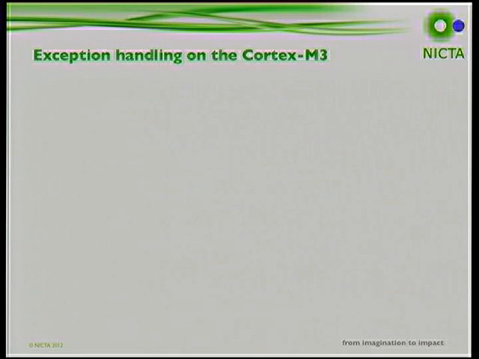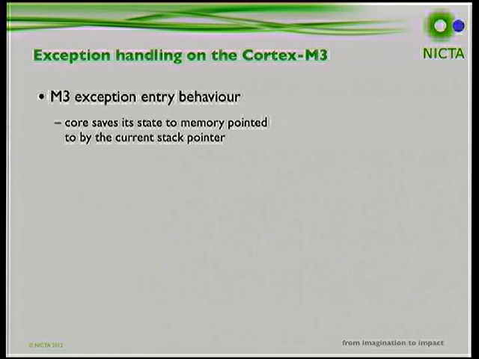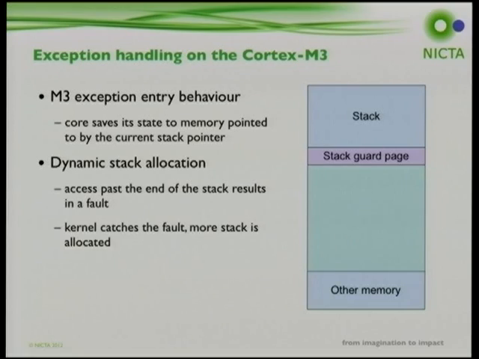Okay, another problem we came across was with the exception model on the M3. The exception model is kind of weird when we consider it in the context of memory management. When the M3s take an exception, they save the state of their CPU to the current stack pointer. This means when you're in user space, it saves it to the user stack, and when you're in kernel mode, it saves it to the kernel mode stack. That's fine when you're in a microcontroller and there's no memory management, but as soon as you try and do dynamic stack allocation, you run into problems.